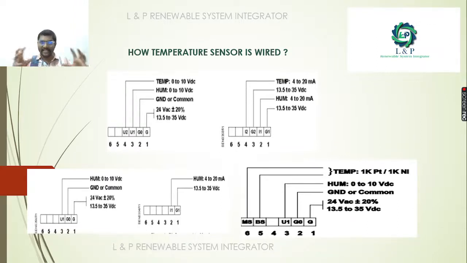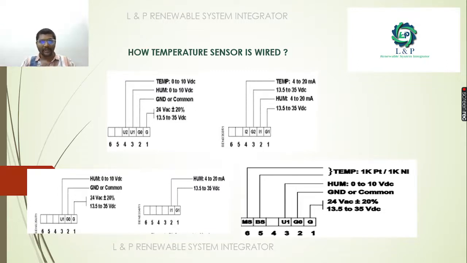There are sensors which measure both relative humidity as well as temperature. Even with the help of jumper settings, you can take the required output, or by connecting the proper terminals which are provided for relative humidity, we can take the output. Whatever sensor you choose, for the sensor to operate it needs an operating voltage. It can be 24 volt, or it can be 13.5 to 35 volt DC.